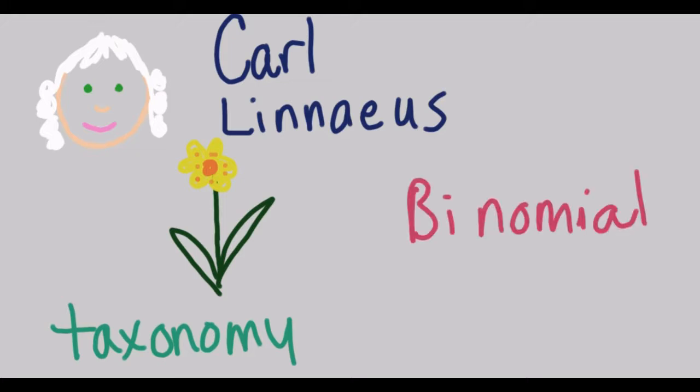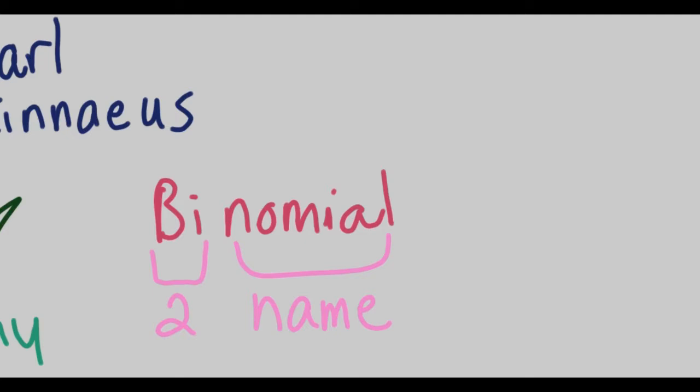Somewhere along the way, he developed a naming system for plants that became called the binomial system. Binomial, just bi means two, like a bicycle has two wheels, and nomial means name, so it's a two-name system. Now the binomial system is used to name living organisms to help us understand everything we need to know about that organism, where it falls into categories.